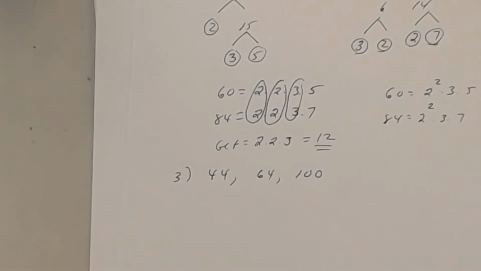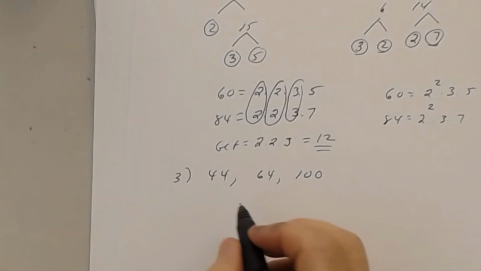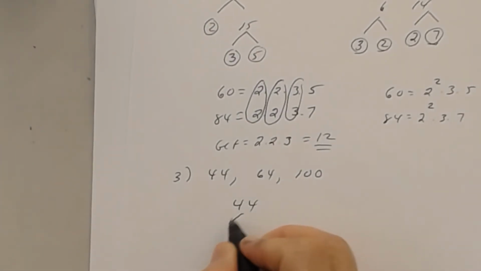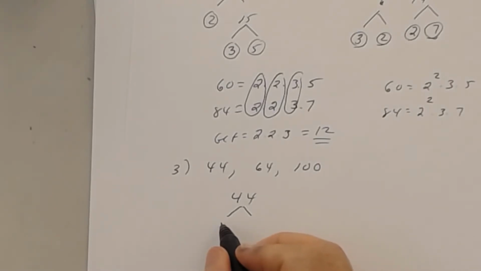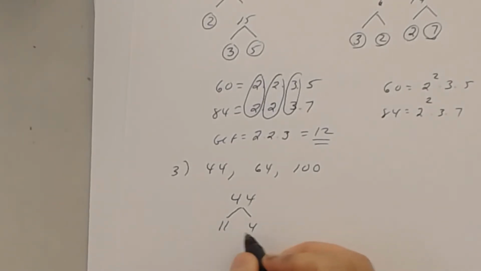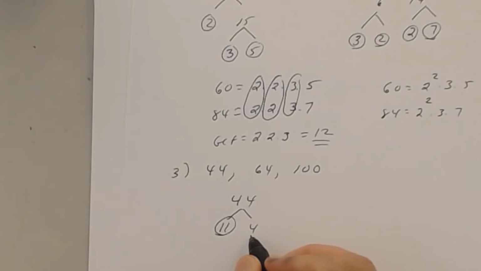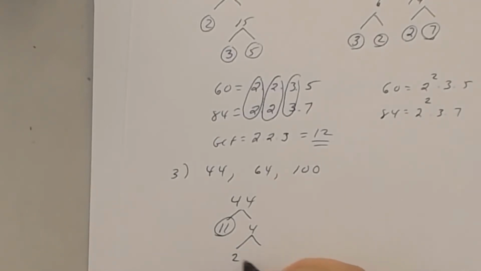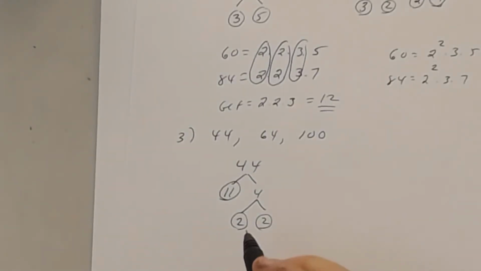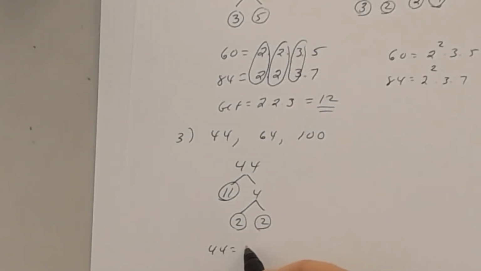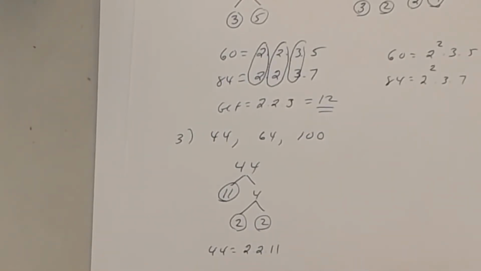So let's suppose you're not sure what the GCF is. So let's do the factor tree. Which numbers do you want to use for 44? 11 and 4. Okay, 11's prime, I can circle that. 4 I can write as what? 2 and 2. So I'm done with 44. So 44 is 2 times 2 times 11.